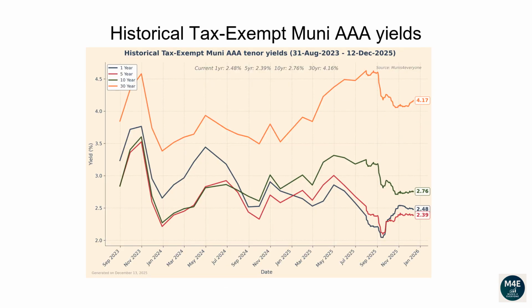This line plot and the next plot show how each tenor of the Muni yield curve has changed over time. From the 31st of August 2023 to the 12th of December 2025, the 1-year yield has dropped from 3.24 to 2.48. The 5-year yield has dropped from 2.85 to 2.39. The 10-year yield has dropped from 2.84 to 2.76. The 30-year yield has increased from 3.85 to 4.16.